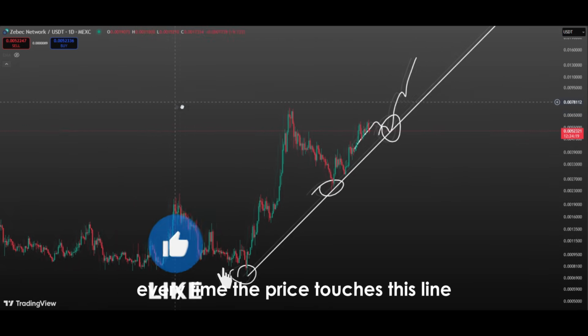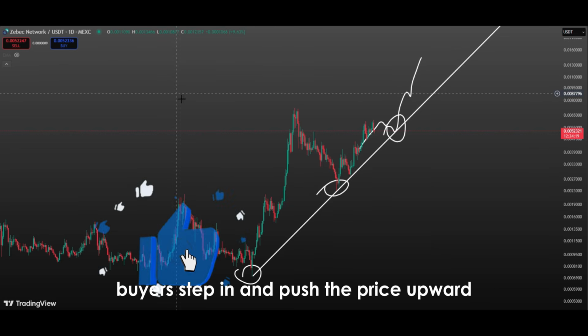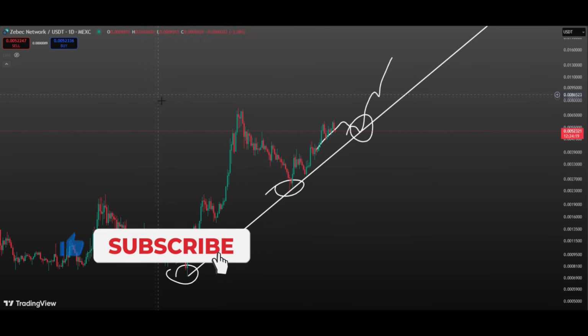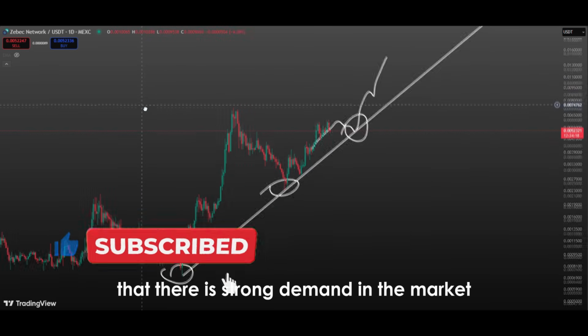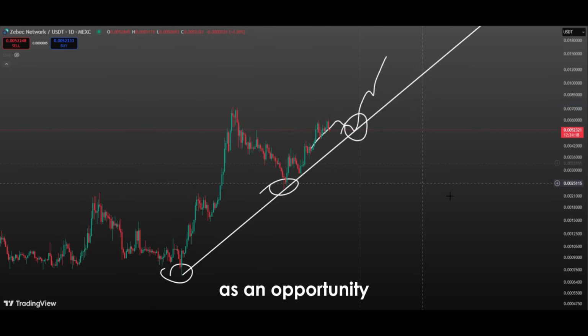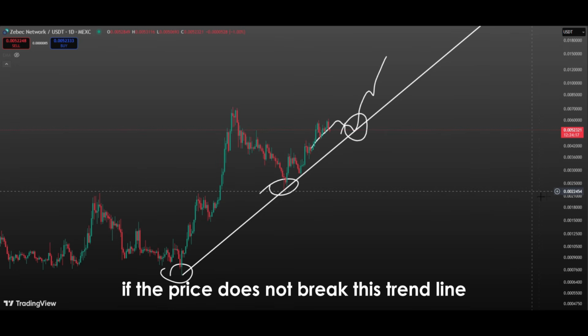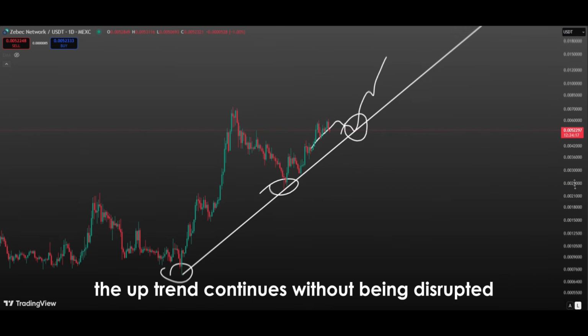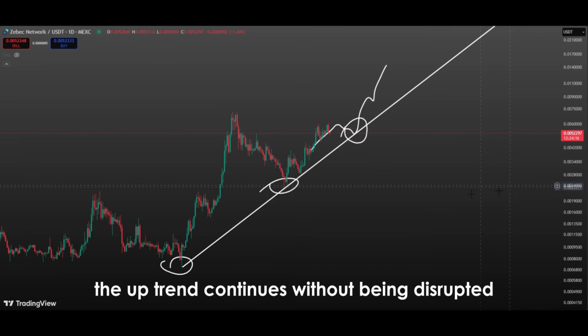Every time the price touches this line, buyers step in and push the price upward. This indicates that there is strong demand in the market and that investors see the drop in price as an opportunity. If the price does not break this trend line, the uptrend continues without being disrupted.